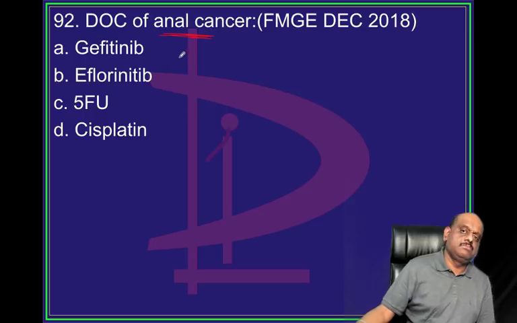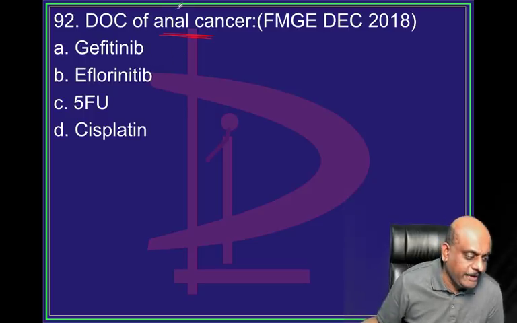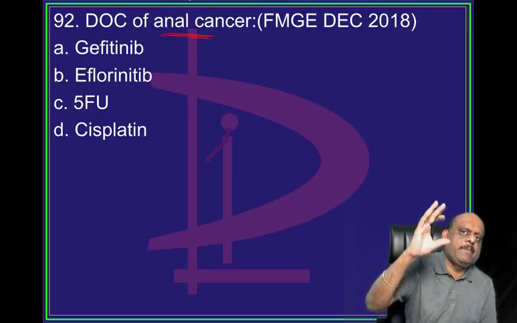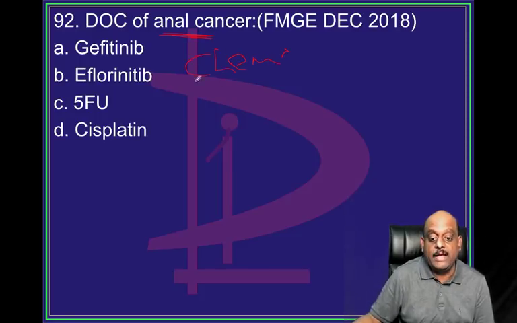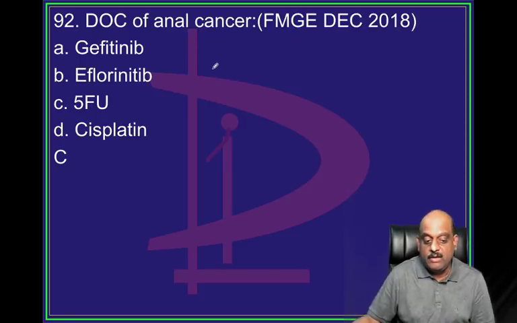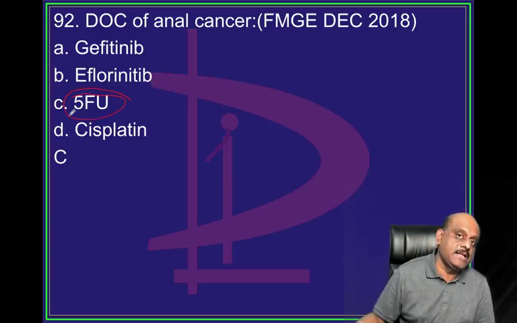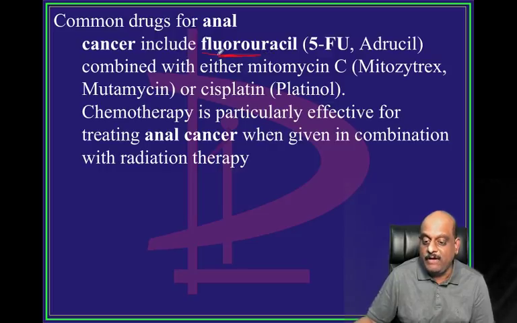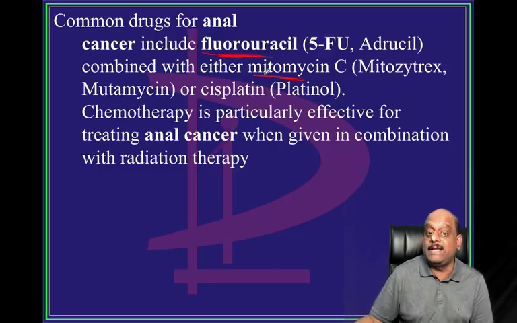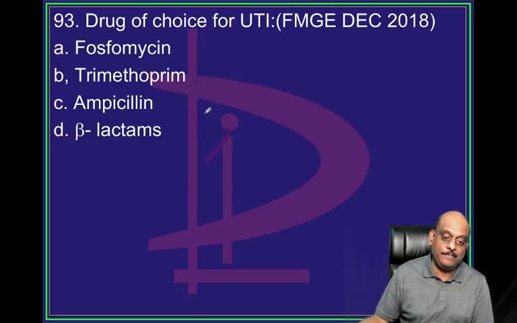Anal cancer. What is a very good treatment for anal cancer? Always chemo. Chemo, excellent for anal cancer. We use 5-fluorouracil to treat anal cancer. 5-fluorouracil combined with mitomycin C or cisplatin is what you need to remember.